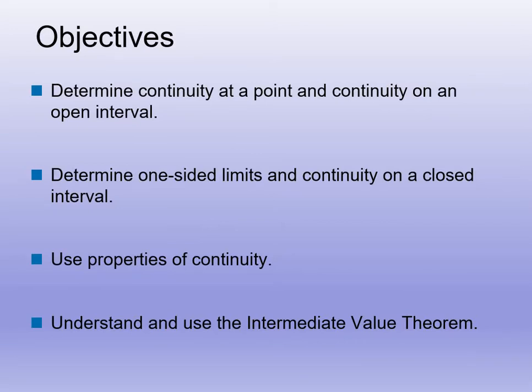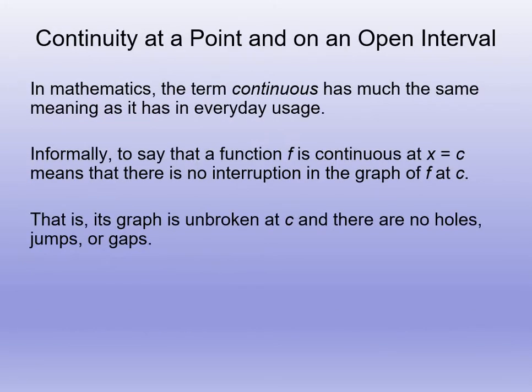So we want to be able to determine continuity on an open interval. Remember, an open interval is where we do not include the endpoints on that interval. We want to determine one-sided limits, so we're talking about approaching x from the left or approaching x from the right, and how continuity can affect that. We're going to talk about different properties of continuity, and we want to understand, very important, the intermediate value theorem as we go through all this.